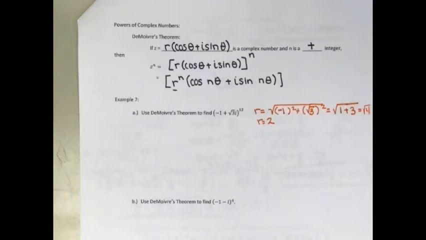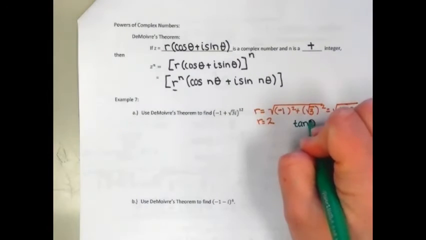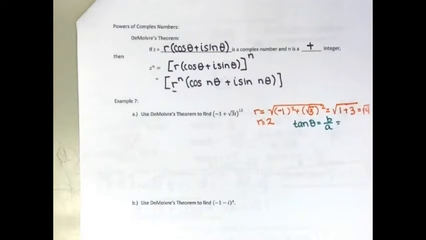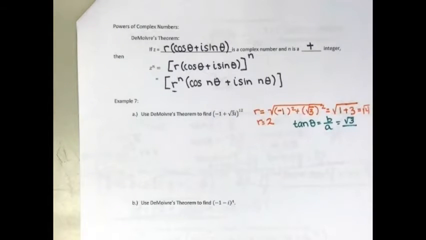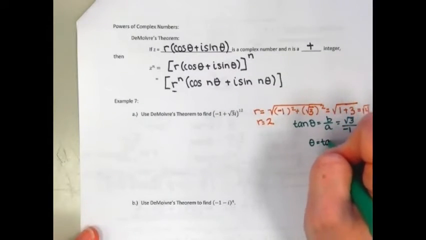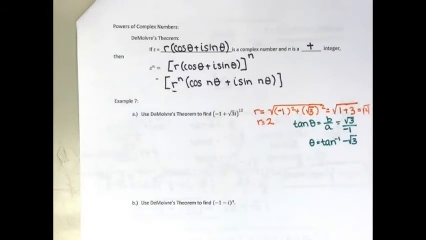Now we also need to find our theta. And how do we find theta? We use the tangent of theta equals b over a, right? And what is my b in this problem? Root 3. And what's my a? -1. Okay. So again, we have theta equals tan inverse of negative radical 3. You guys okay with that?